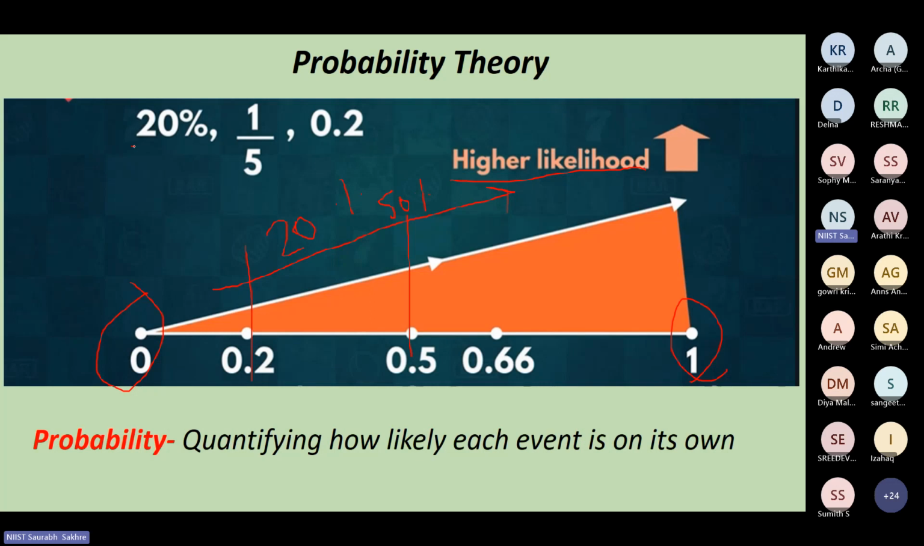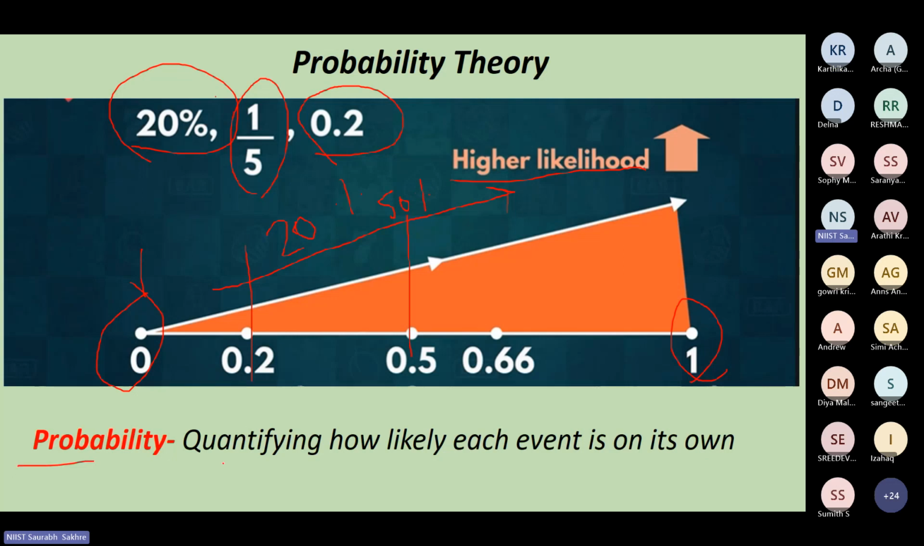Sometimes probability is expressed in percentage, as you can see here, sometimes in fractions and sometimes in decimals. All three are the same. 1 by 5 is 20%, or 0.2 as a decimal. So there are different ways to express probability, but numerically all are the same. I hope you are able to understand how we express probability. Zero means it does not happen at all, and as you move towards one, there is a higher likelihood of that particular event occurring. And what is the basic aim of probability?